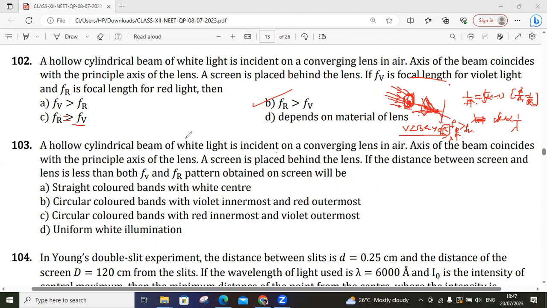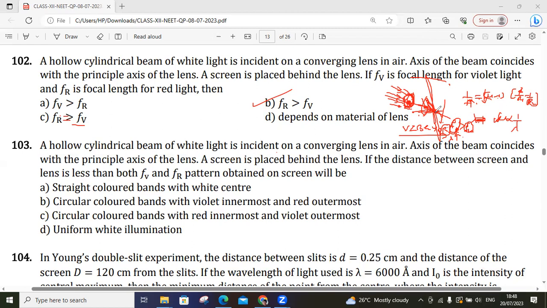So then 103, a hollow cylindrical beam of white light, is the same thing. Axis of beam coincides. The screen is behind the lens. If the distance between the screen and lens is less than both FV and FR, the pattern obtained on the screen will be, okay, it is less than FV also, so it will not converge. So we will have bands, but all bands at different extent. FR is more, so it doesn't bend much. FV is minimum, so it bends the most.